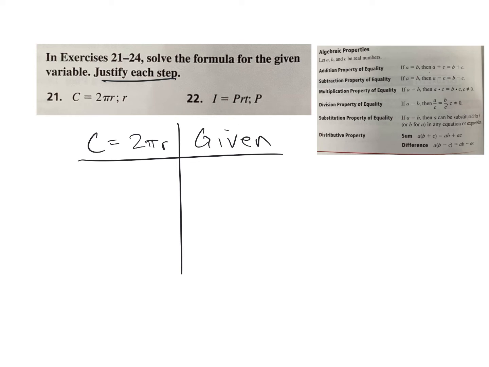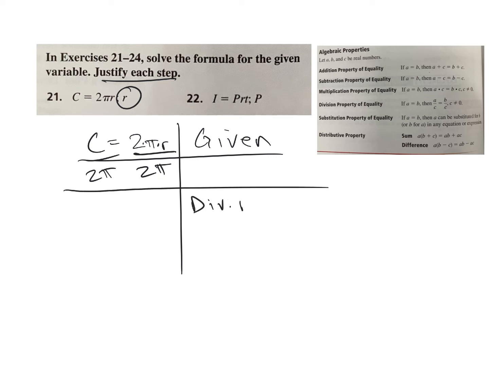Number 21. Okay, so again, solve the formula and justify each step. So it doesn't matter if you have numbers or the quadratic equation. It doesn't matter what kind of equation you have. Just solve it the way you've been told by the properties. So what are we going to do here? We're going to solve for r. So this is all attached by multiplication, so we're going to divide off the 2 pi all at the same time because it's attached by multiplication. So what is that? That is called division property of equality.